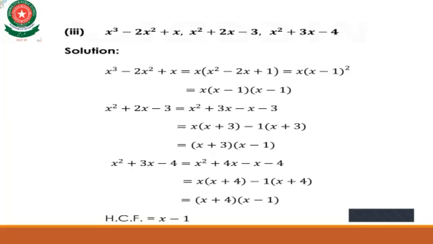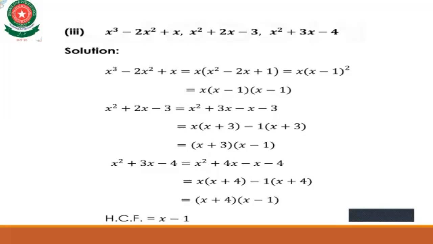Our third polynomial is x square plus 3x minus 4. You can break 3x as 4x minus x. By adding, we get 3x, and by multiplying, we get minus 4, since 4 times minus 1 is minus 4. So here, taking x common, remaining will be x plus 4. Taking minus 1 common, remaining will be x plus 4. So x plus 4 is the common factor, remaining will be x minus 1.